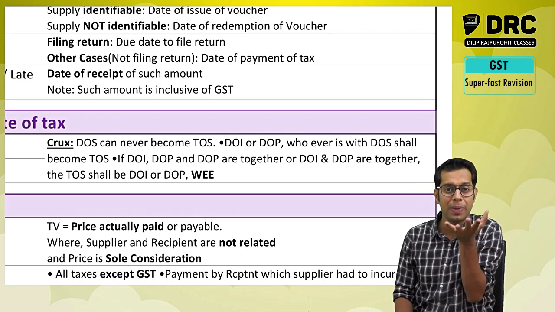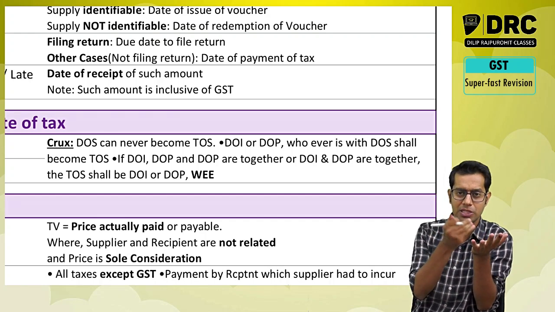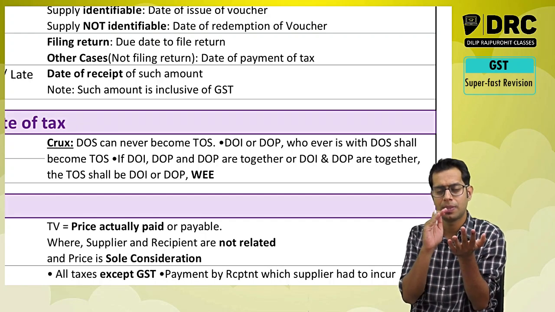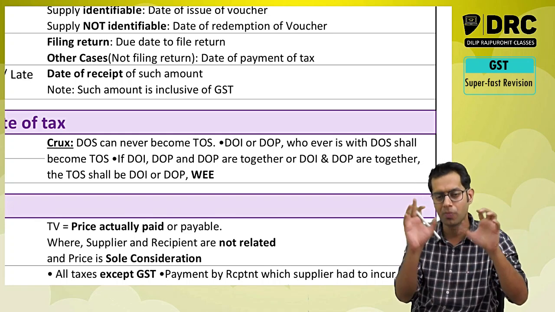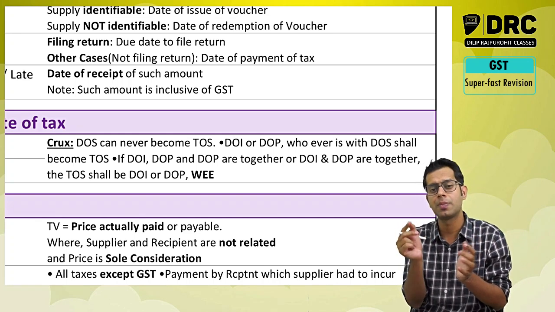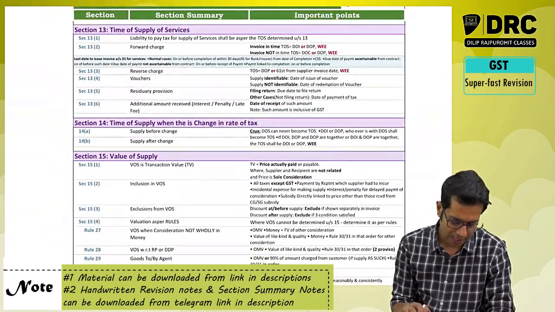Whoever is with supply will become time of supply. If invoice is with supply, time of supply is date of invoice. If payment is with supply, time of supply is date of payment. If all the three are together, then date of invoice or date of payment, whichever is earlier. If both invoice and payment are not with supply, then the time of supply will be date of invoice or date of payment, whichever is earlier.